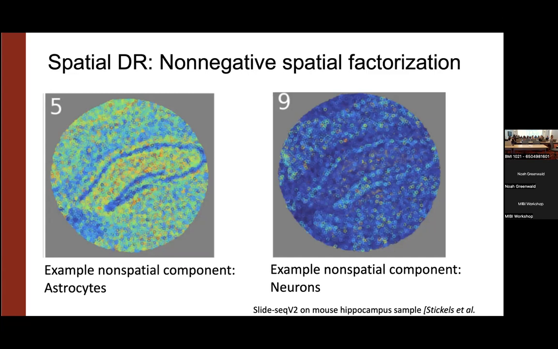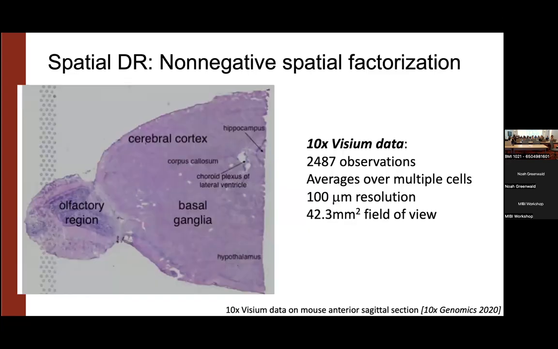I would call these very diffuse. So yeah, those are what the non-spatial factors look like. What I'm trying to say is we ran this with non-spatial factors too, and we see very, very different results. Okay, so here's another example with non-negative spatial factorization applied to 10x Visium data.